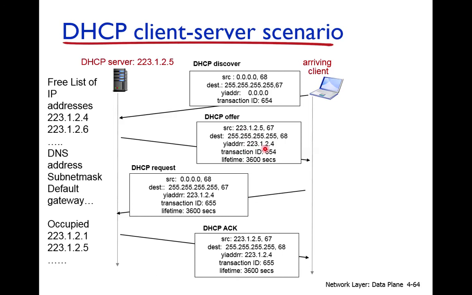So this IP address, 223.124, was assigned to this host. Now it is free, so it can be assigned to anyone else. If this machine wants to use that IP address, it is assigned to this machine up to this time, 3600 seconds. You can set it, you can increase and decrease this time. So this IP address 223.124 is assigned to this client for 3600 seconds.